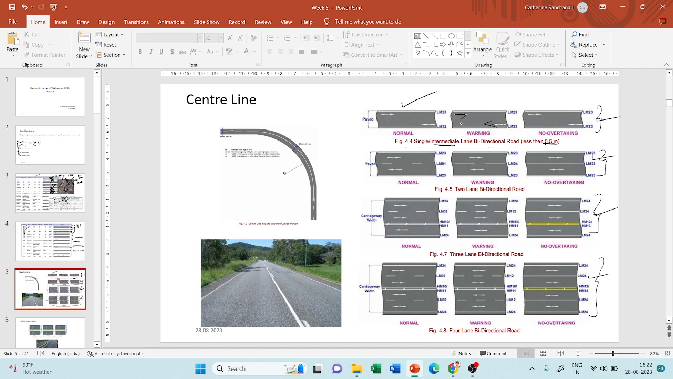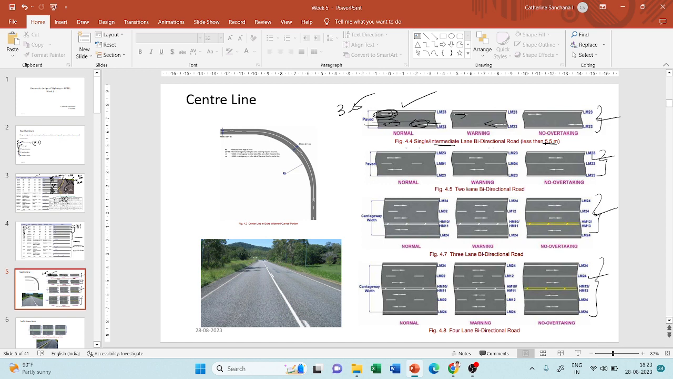But if it is only one lane, how can you give a center line to it, saying that the traffic which is moving in this direction should stay only in this part, and the traffic moving in this direction should stay only in this part? Not possible, right? Because the entire width is 3.5 meters, which can accommodate only one vehicle. So first thing which you should notice is, if the carriageway is a single carriageway or even an intermediate carriageway of width 5.5 meters, there is no center line.